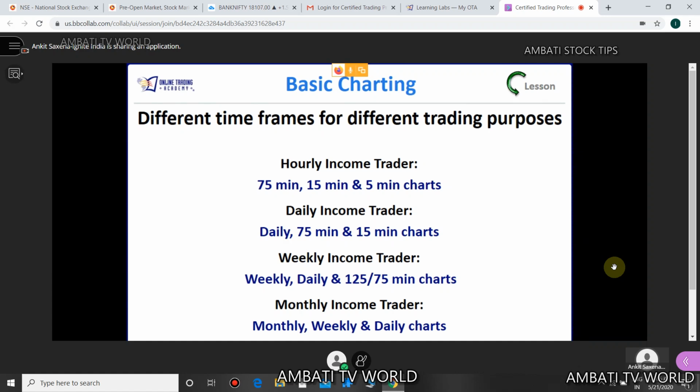In hourly income, we will use 75, 15 and 5 minutes. On daily income, we will use daily, 75 and 15 minutes. Weekly income, we will be using weekly, daily, 125 and 75 minutes. And monthly income, we will be using monthly, weekly and daily charts.